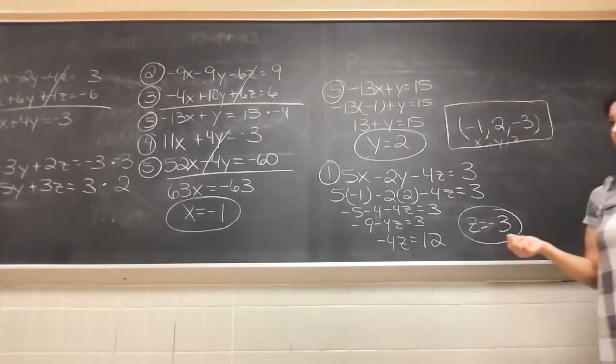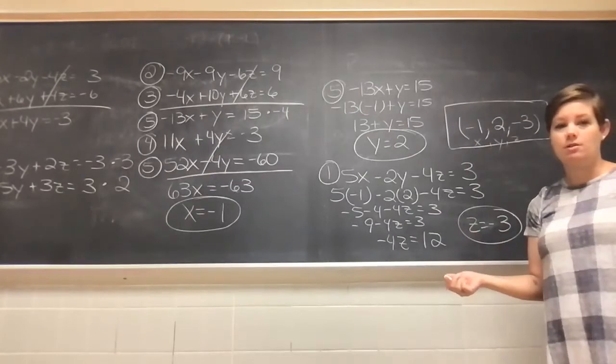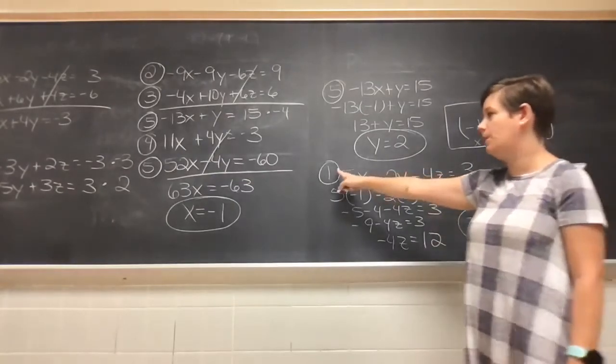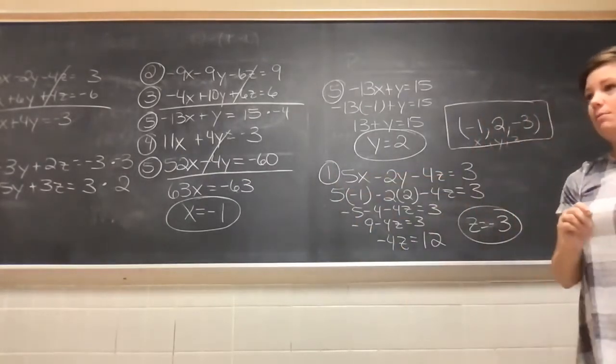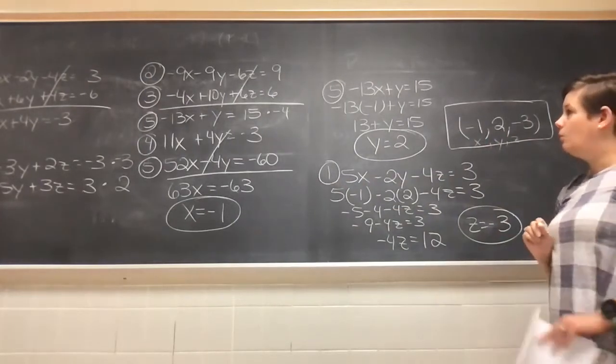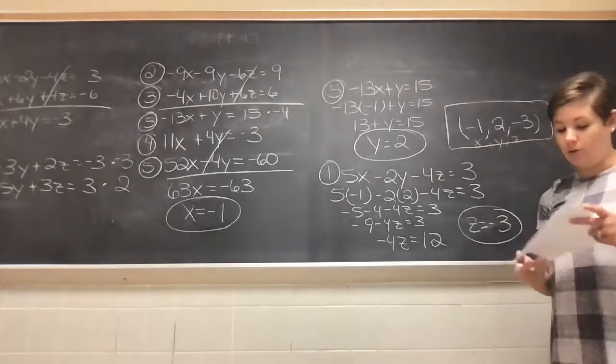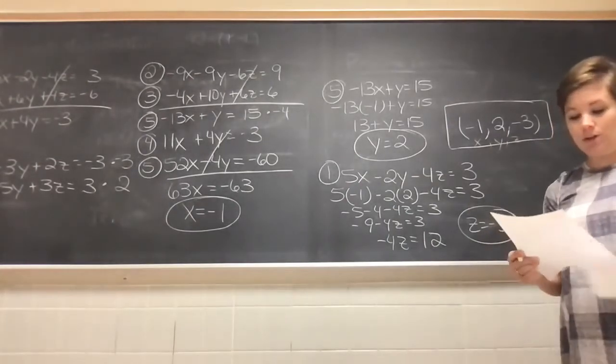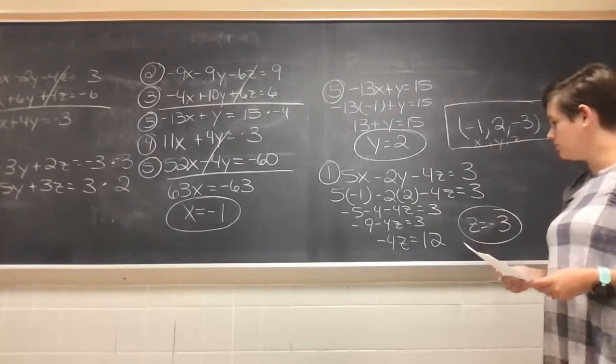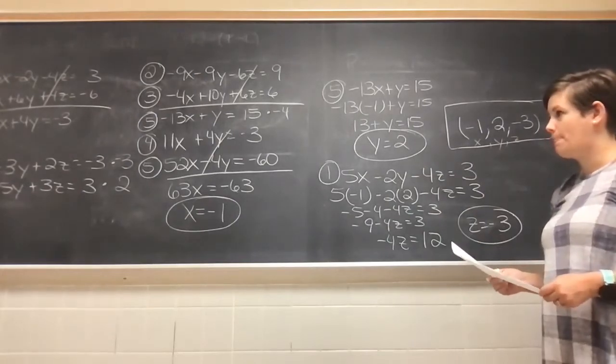And I always label my equations with my circled numbers to help me. Some people like to highlight and they make them different colors. Whatever helps you, because there is a lot of equations. You will end up with 5 equations pretty much every time you work one of these. And so this will just help you to keep track of them.